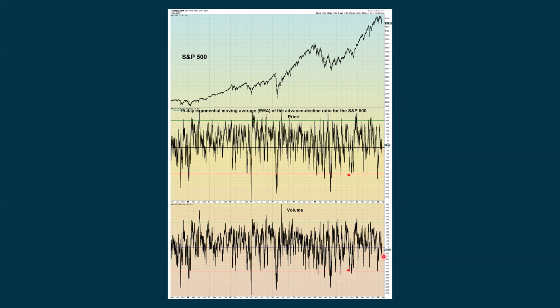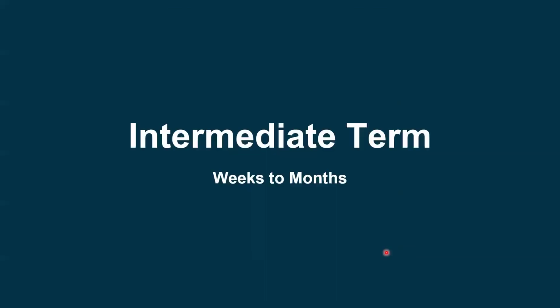We did improve in Friday's session based on volume, and that's the additional part that's included in this chart that I don't have on the chart that I usually show in the daily video. But we're still below zero here, even though it did bounce up a little bit.